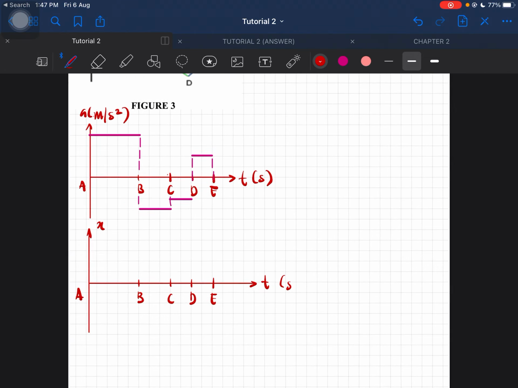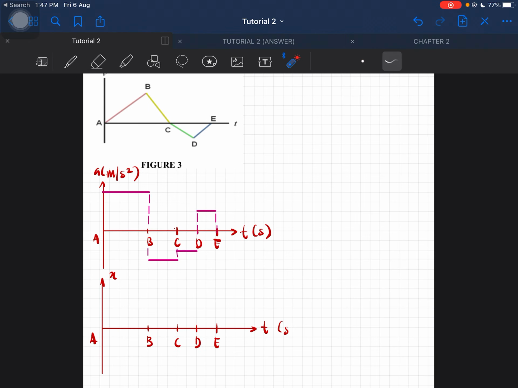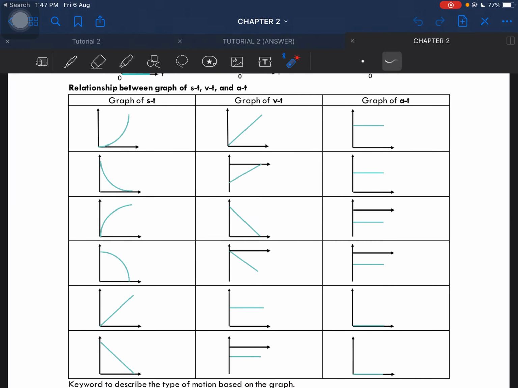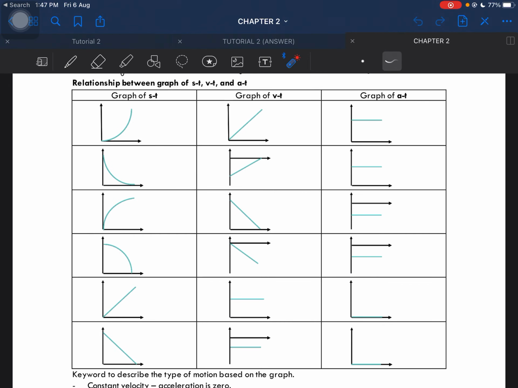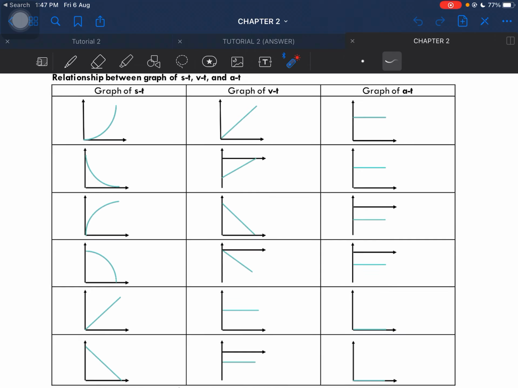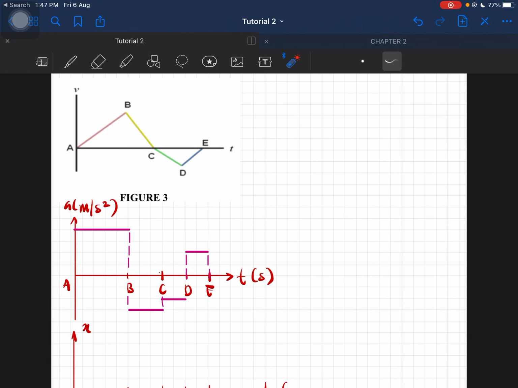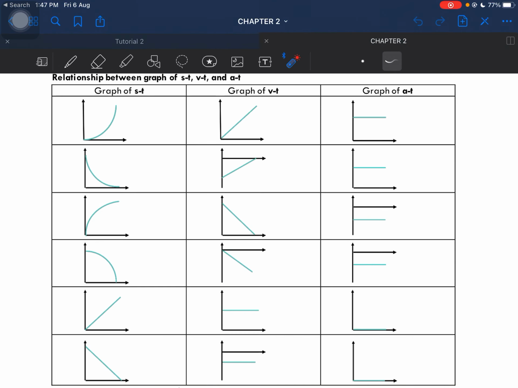For this one, in order for you to draw it, you have to refer to the velocity graph, meaning you have to memorize this. Let's look at point A to point B first. From A to B, the line is uniformly increasing with time. So it is this one. The graph of s against t is this part here.